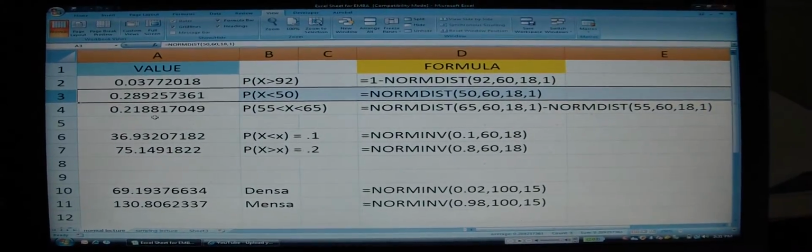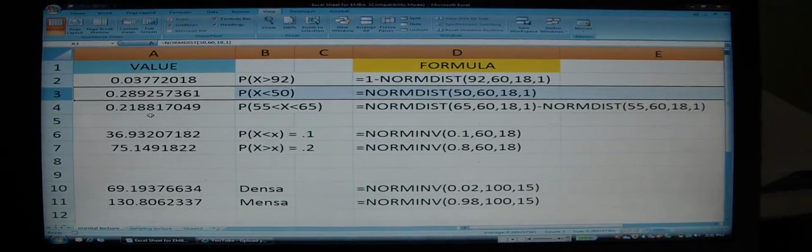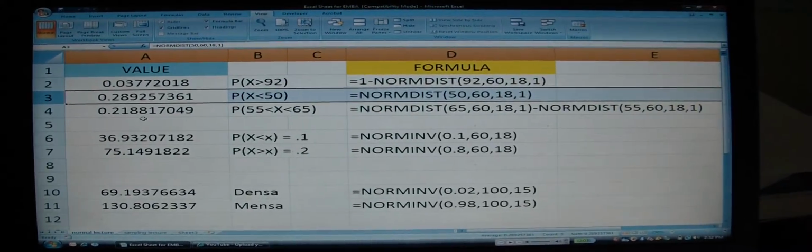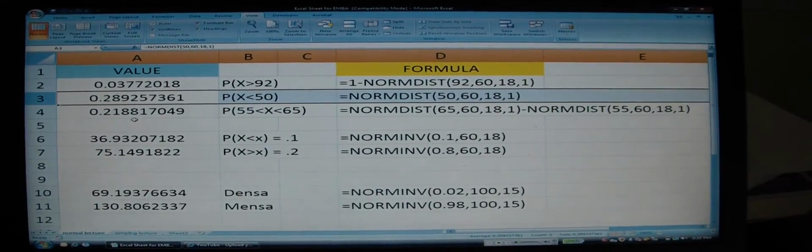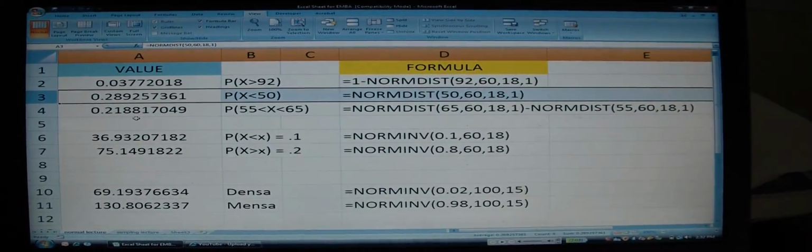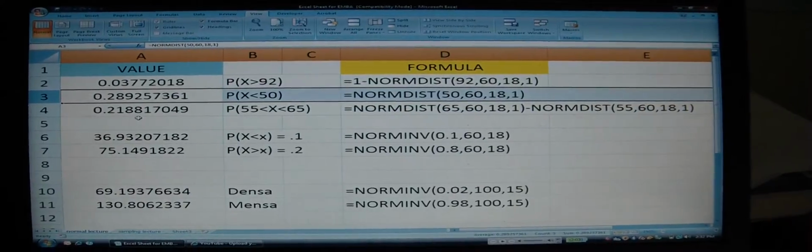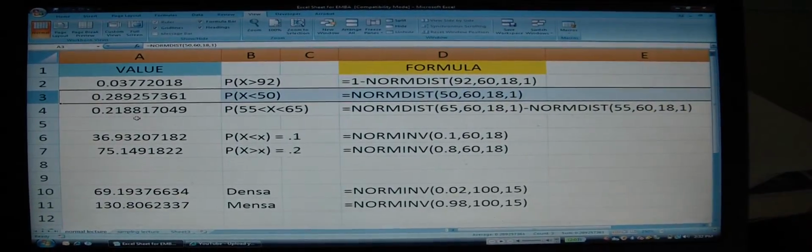I added two more just for your personal edification, to show how to calculate the probability of being less than something, which is actually easier. Instead of doing 1 minus a NORM.DIST, you can just do the NORM.DIST function.